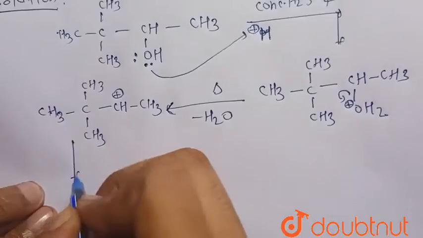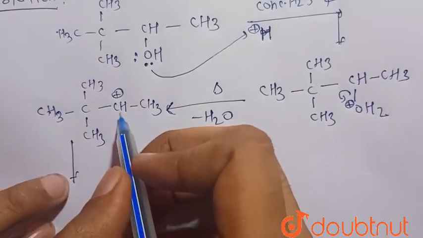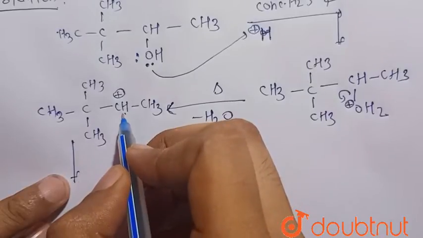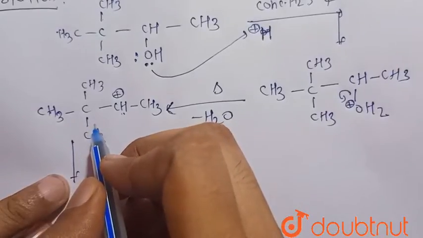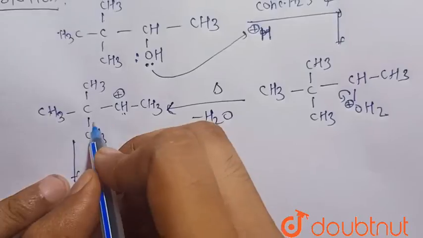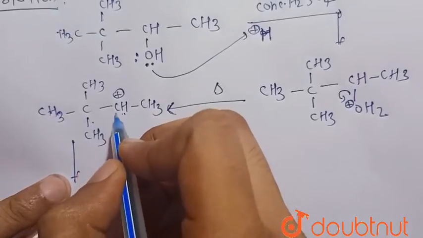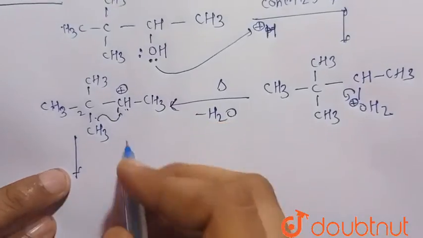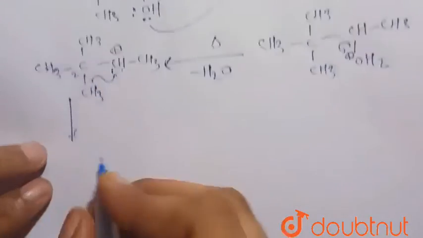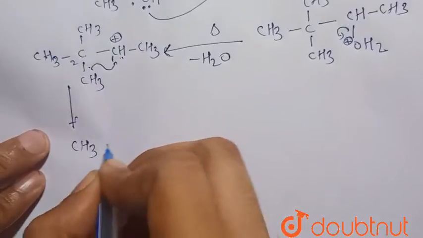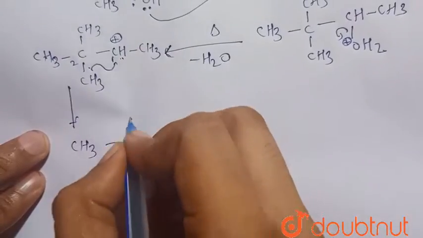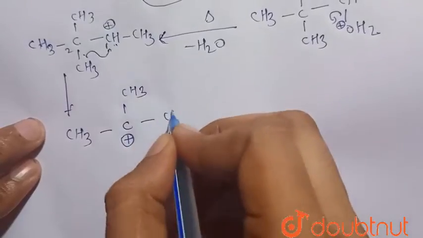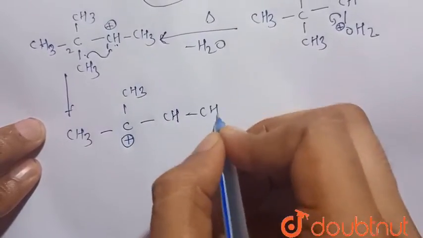So we know that rearrangement is possible, because this is a 2 degree, that is secondary carbocation, and we know that tertiary carbocation is more stable than secondary, so there will be a 1,2 methyl shift. So this will go here and the positive charge will come here. So there is the formation of this intermediate after rearrangement, with CH3 and the positive charge here.